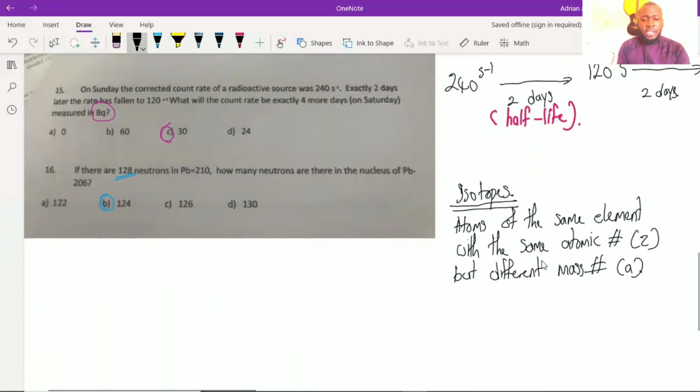So what causes the change right here? What causes the change from 210 to 206, which is a difference of 4, is that we have the number of neutrons decreasing. They're not going to increase. They're going to be decreasing in order for the isotope to become stable. So originally, it started with having 128 neutrons. What's going to happen after it gets rid of 4? It's going to move from 128 to 124, and that's how we got the answer for that right there.